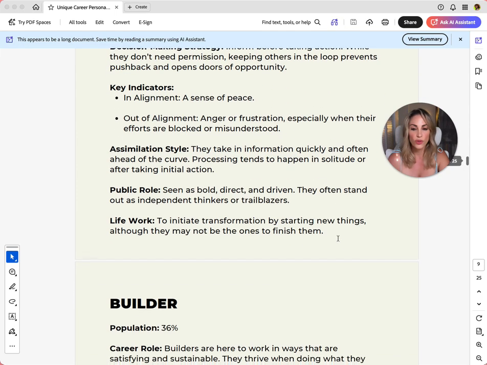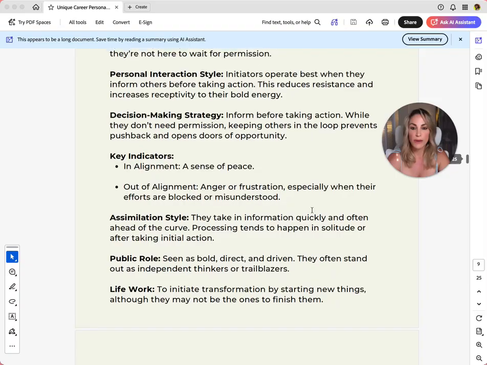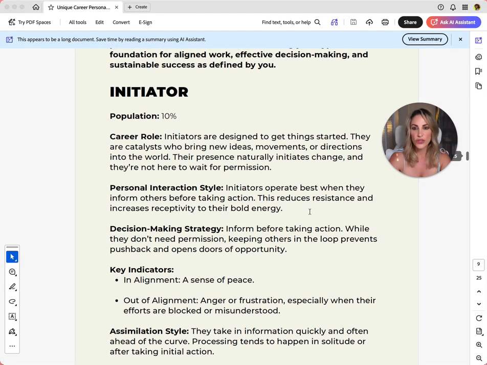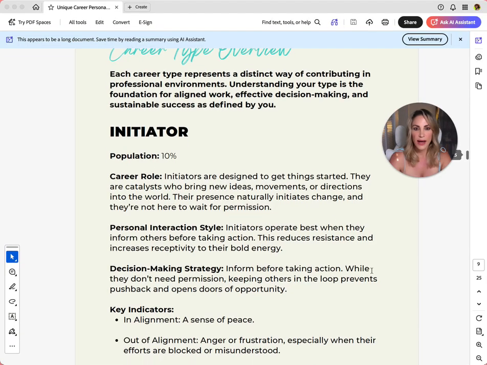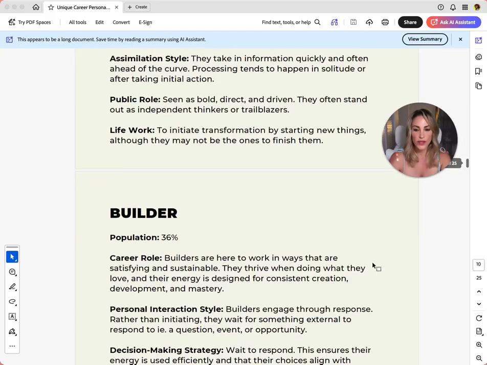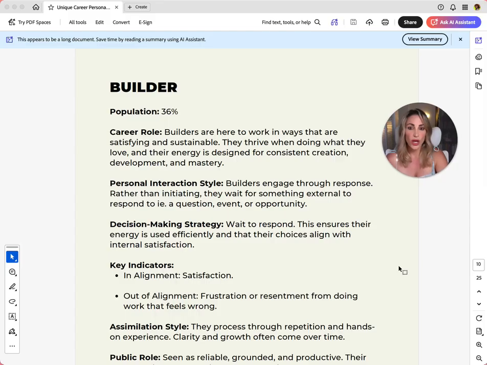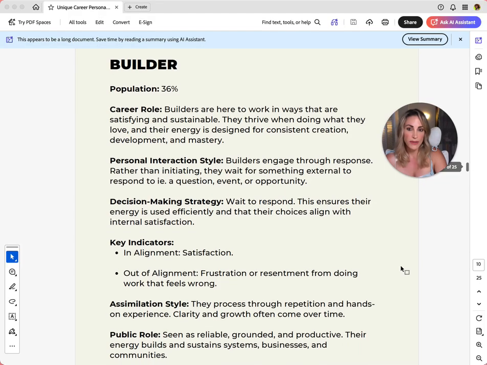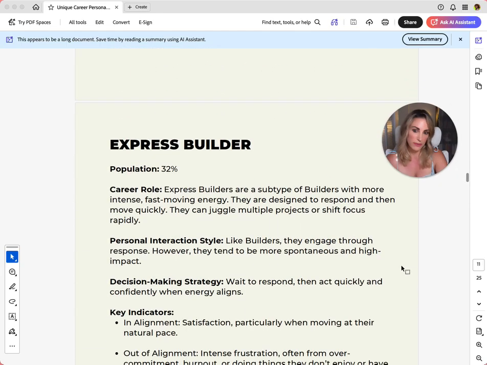All of these other things, like your public role, is going to be very individual to you. This is more of an overview of the initiator type. And then I'll go through the other types, but this is just an overview. And so the builders make up about 70% of the population, between the builder and then the express builder.